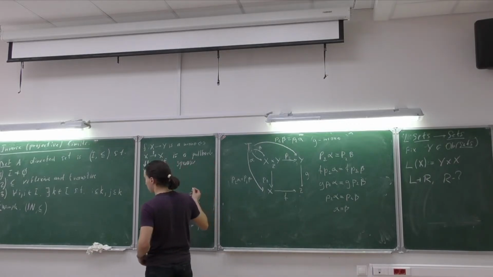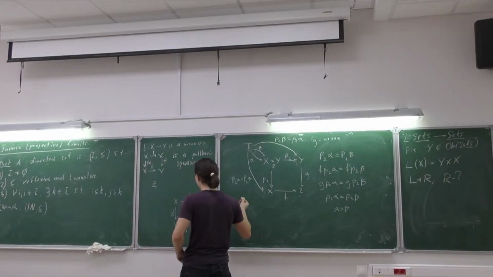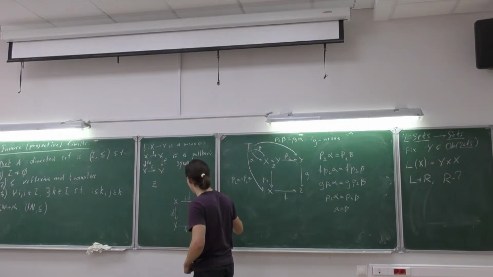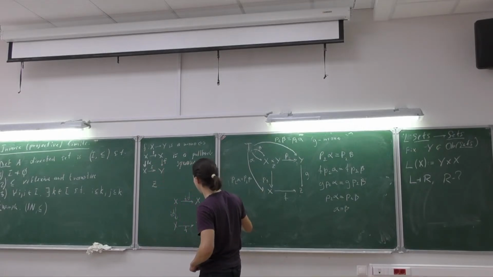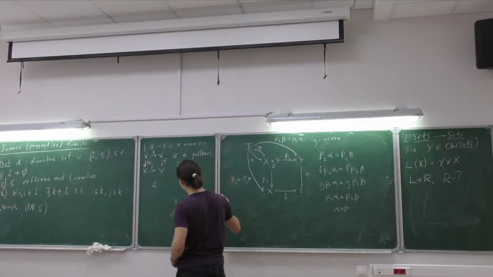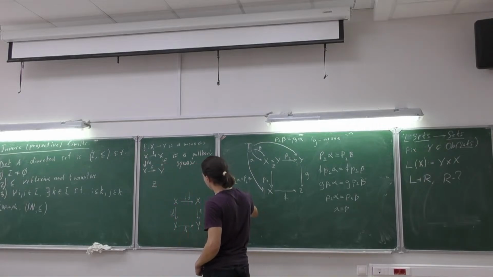Okay, so suppose we have some other object z, and we have two maps from z to x. Yeah, okay. One second.